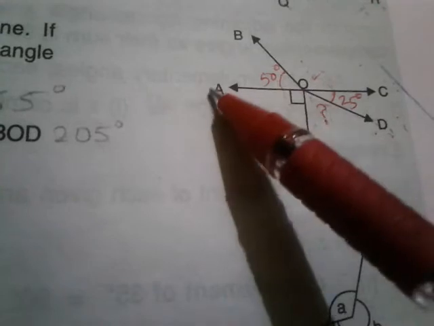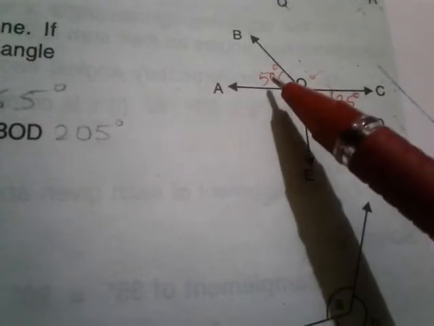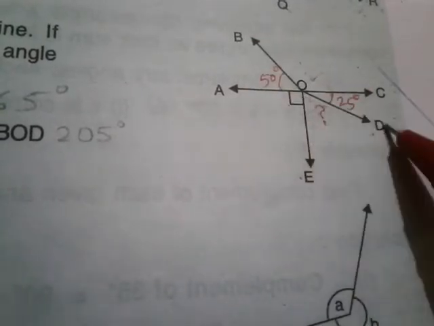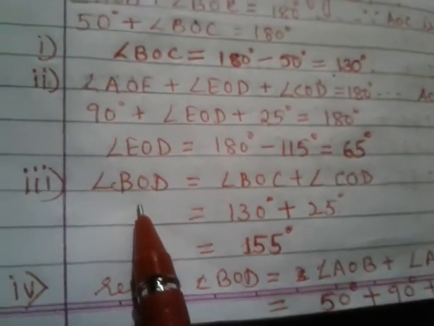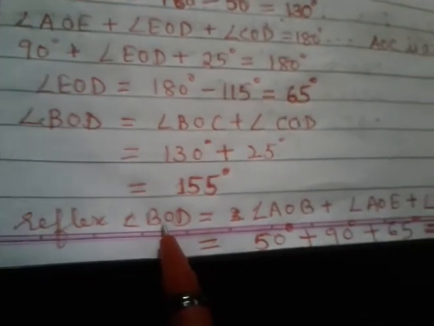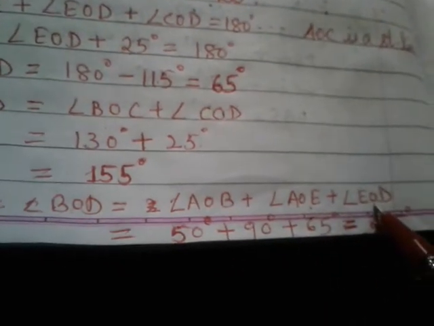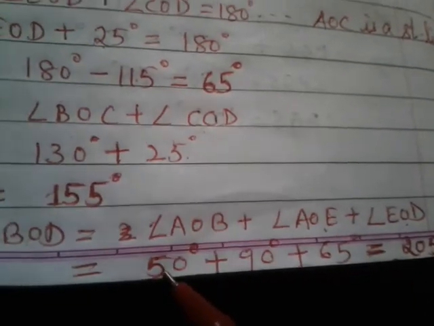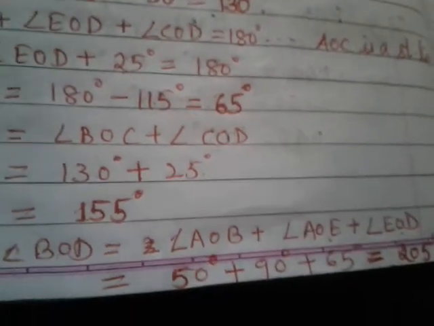So angle AOB plus angle AOE plus angle EOD will give you the measure of reflex angle BOD. So let's substitute and write down. Reflex angle BOD equals angle AOB plus angle AOE plus angle EOD. Please refer to the figure. Substitute the values 50 degrees, 90 degrees and 65 degrees. The answer is 205 degrees.